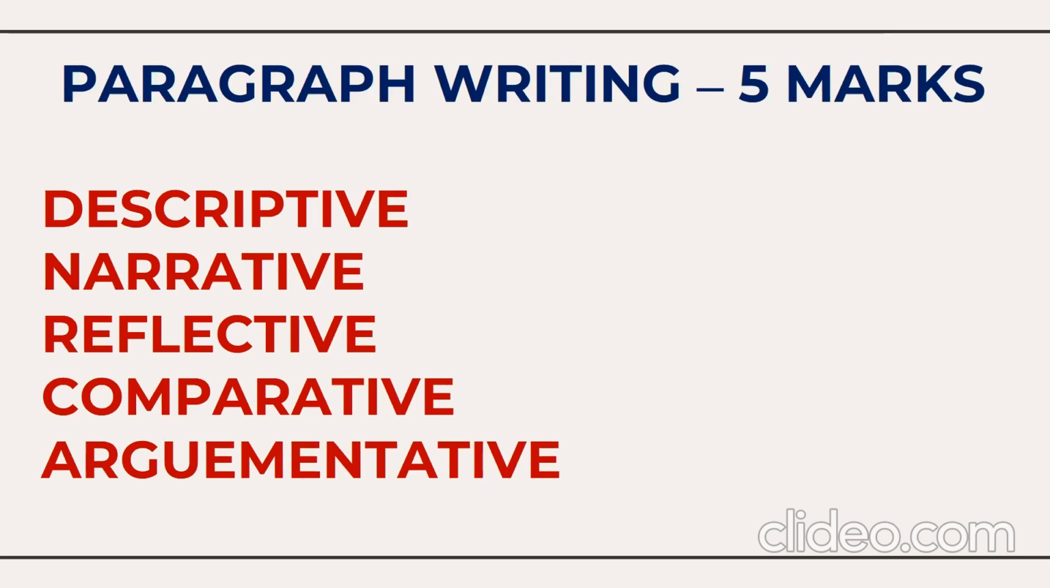You have 5 types of paragraph: descriptive, narrative, reflective, comparative, argumentative. Descriptive means you describe something. Narrative means you narrate some incident or event. Reflective means you talk about a topic where you need to give a lot of philosophical ideas. Comparative means you compare, for example, indoor games versus outdoor games, or electric vehicle versus fuel based vehicle. Argumentative is where you need to argue, for example, is technology a boon or bane? So they will be like this.